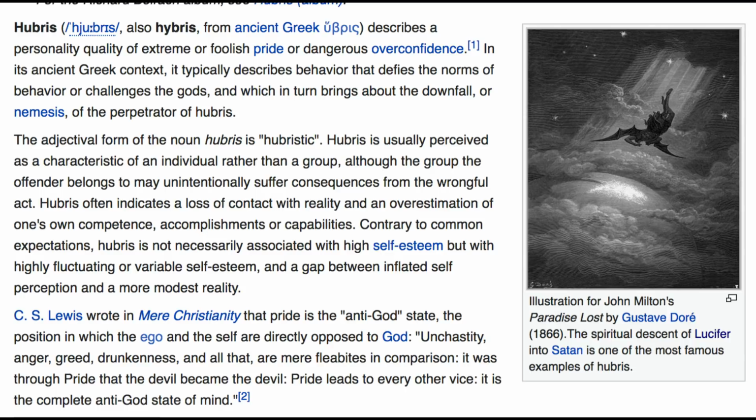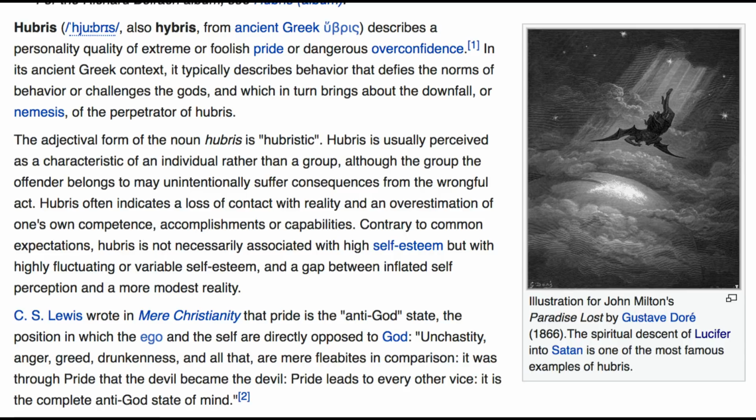Okay, you hear that? Contrary to common expectations, hubris is not necessarily associated with high self-esteem, but with highly fluctuating or variable self-esteem, and a gap between inflated self-perception and a more modest reality. C.S. Lewis wrote in Mere Christianity that pride is the anti-God state, the position in which the ego and the self are directly opposed to God.